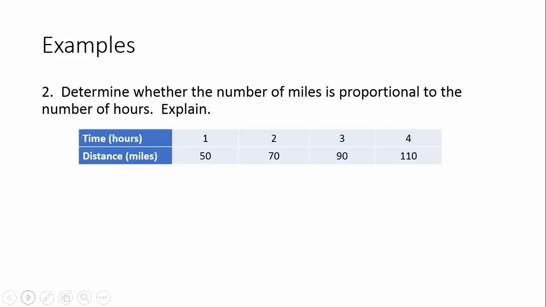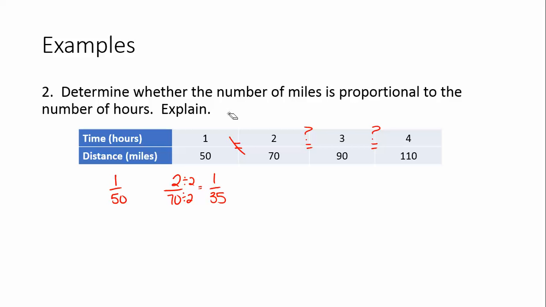So example 2, we want to do the same thing here. Determine whether the number of miles is proportional to the number of hours. So again, we want to just set these up as fractions or rates and then compare them. So that's what we're trying to figure out. Are those all equal? Well, 1/50th, that is reduced. But 2/70, both of those can divide by 2. So that'll give us 1/35. So you can see right away that the first 2 are not equal. So we could say that no, the rates are not equal.